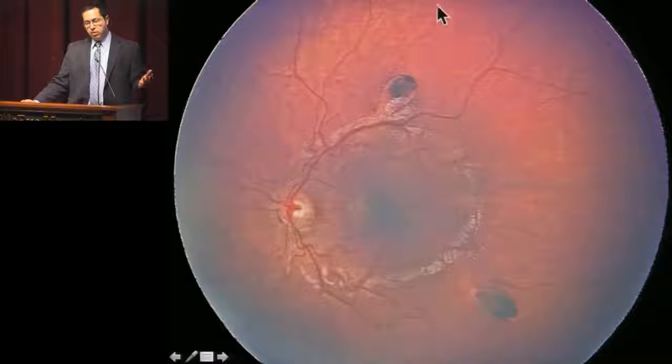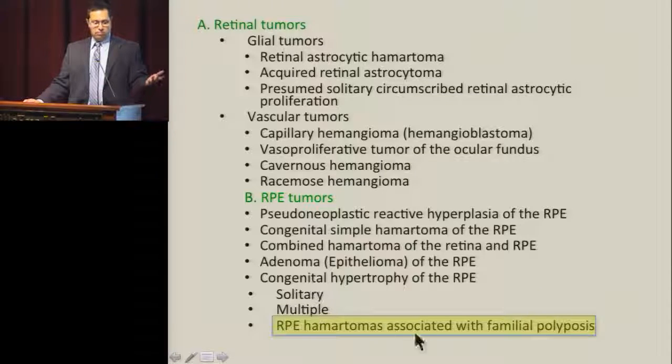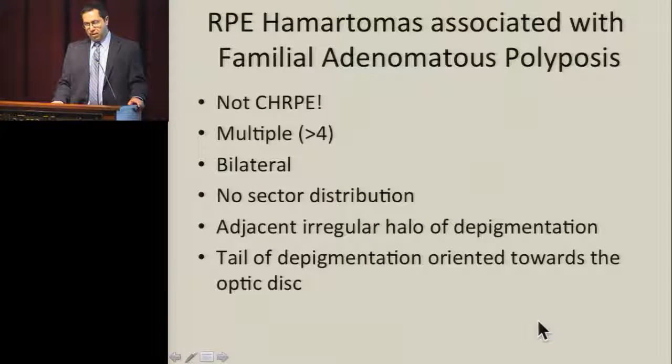So this is what we were talking about. These are the lesions that are associated with polyposis. And we call them RPE hamartomas associated with familial polyposis. These are not CHRPE, as I said. If you have them, usually in patients with this condition, there are multiple of them. They say you should have usually 4 or more of them. They are bilateral generally. They don't have a sector distribution in contrast to the group pigmentation of the multifocal CHRPEs.